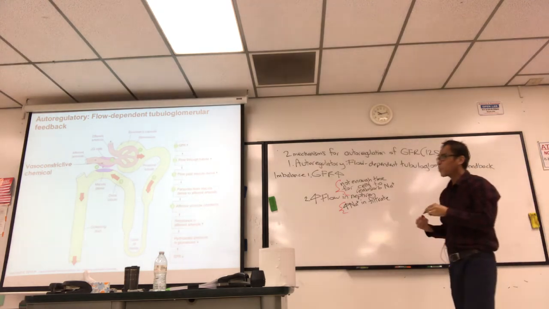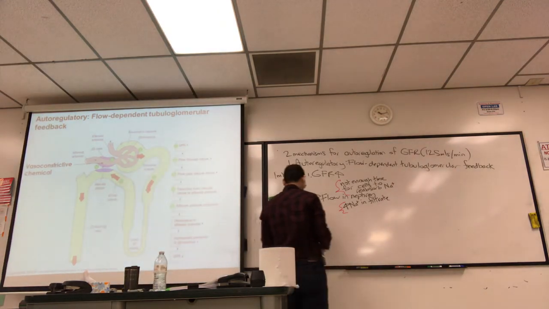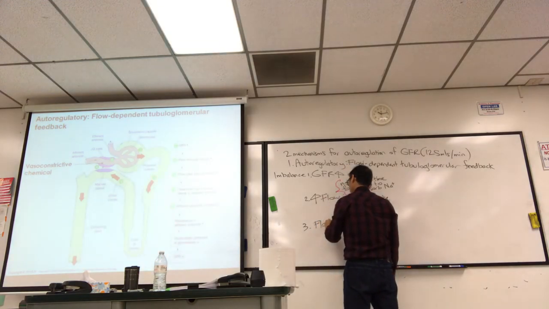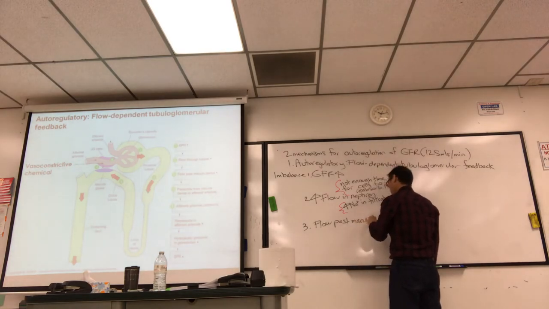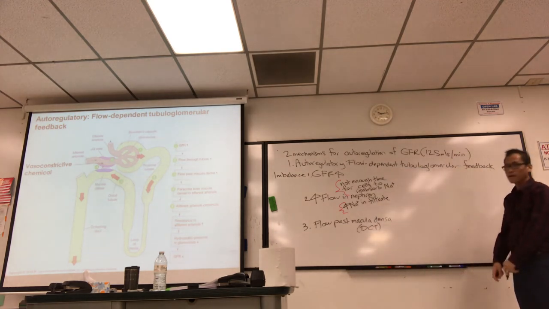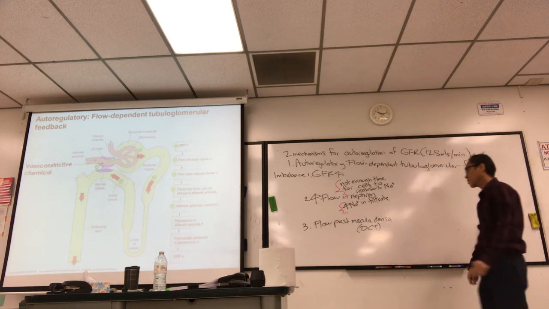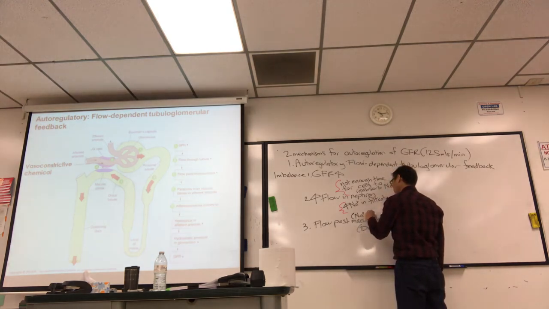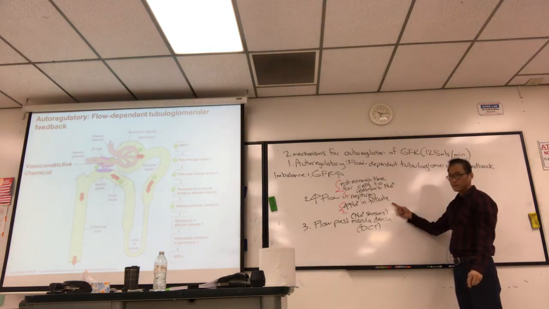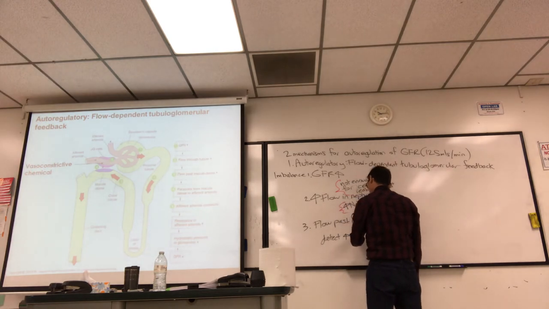So continue on with their steps. When you go through the loop and get to the DCT, number three, it says flow past macula densa. The macula densa are specialized cells in the DCT, which I didn't tell you yet, but now you know. They are salt sensors. They sense sodium, so I'll just say sodium sensors to keep it simple. They're going to be able to detect that there's too much salt in the filtrate. They detect increased sodium.